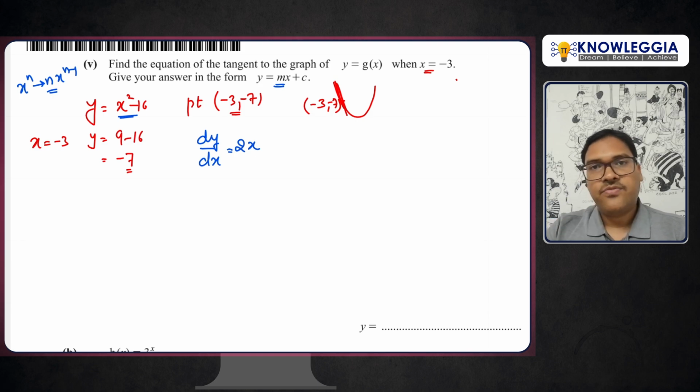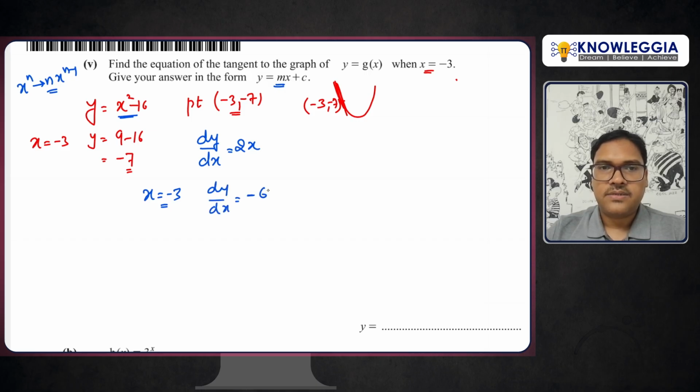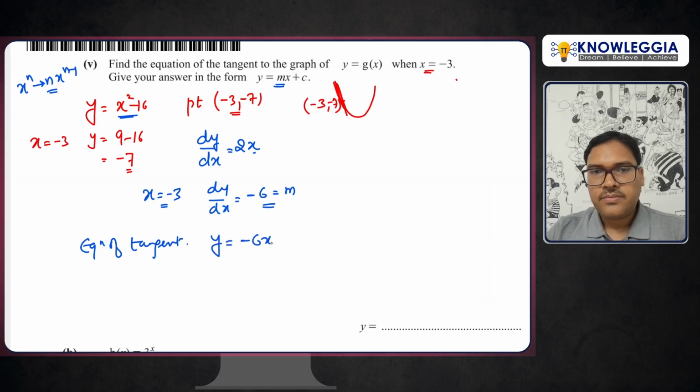At which point you have to find the differentiation? At x equal to minus 3. So dy by dx is equal to minus 6. If I put x equal to minus 3, this will become minus 6. So the gradient of tangent is equal to minus 6. So what is the equation of tangent? Equation of tangent will be y equal to mx plus c, right?